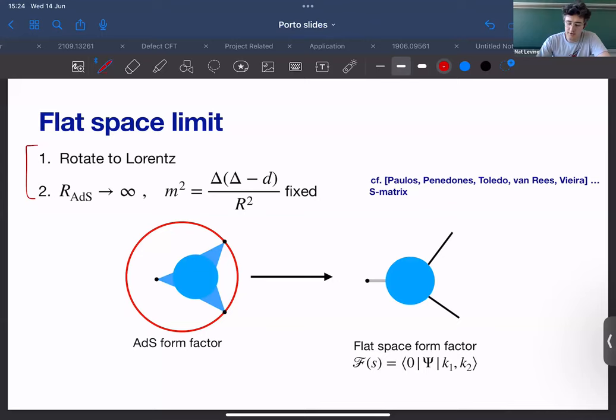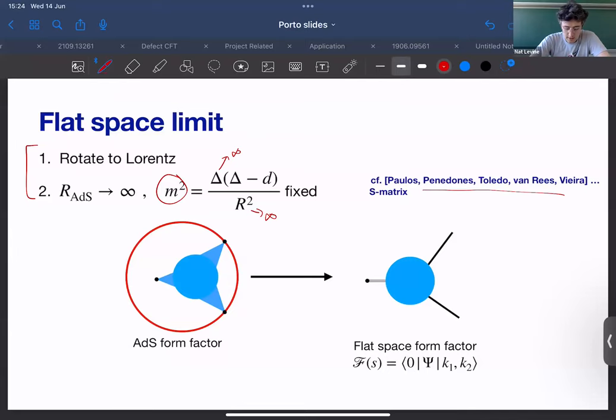For example, this is an important paper. And the recipe is kind of the same here. So we start with our AdS form factor, and we rotate to Lorentzian kinematics, and then take a large radius limit where we want to land on a gapped theory. So we take all the dimensions large. So these deltas go to infinity. The radius goes to infinity. And the mass is kept fixed.